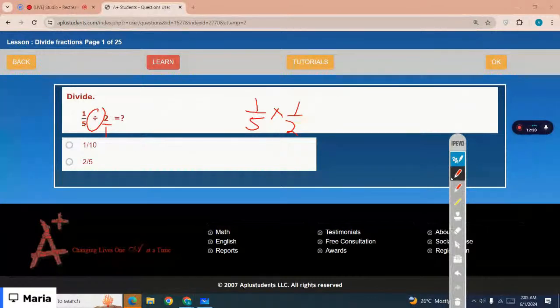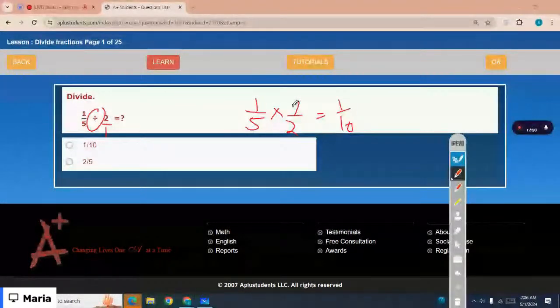You simply have to multiply them: 1 times 1 is 1, and 2 times 5 is 10. So that is 1 over 10. The correct option is 1 over 10. Got it? Option number 1 is the correct option. Got it?